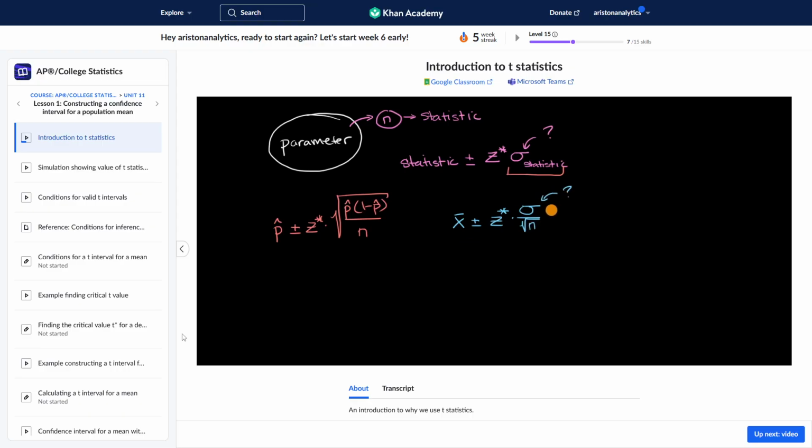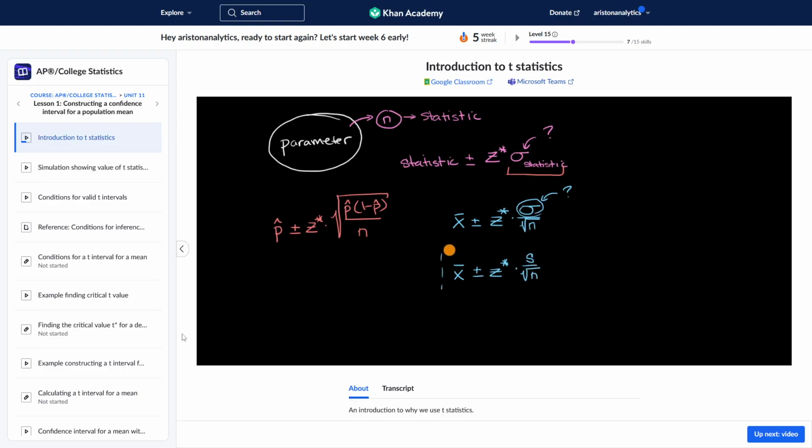But we often will not know this. In fact, it's very unusual to know this. And so sometimes you will say, okay, if we don't know this, let's just figure out the sample standard deviation of our sample. So instead, we'll say, okay, let's take our sample mean plus or minus z star times the sample standard deviation of our sample, which we can calculate, divided by the square root of n.